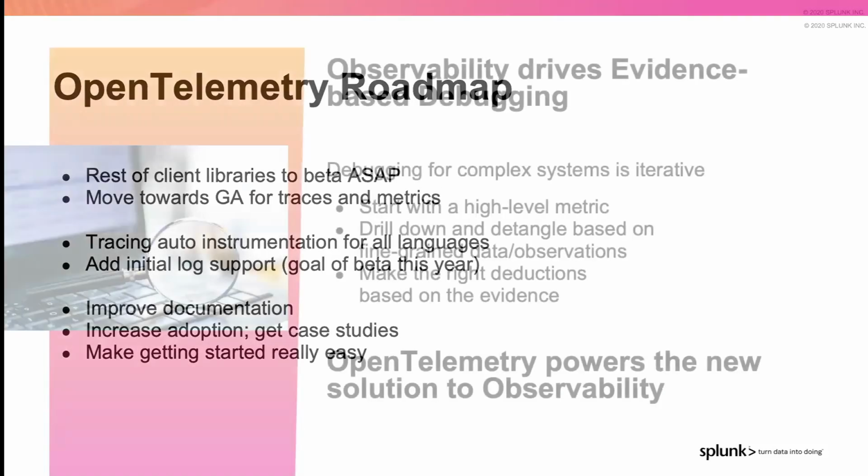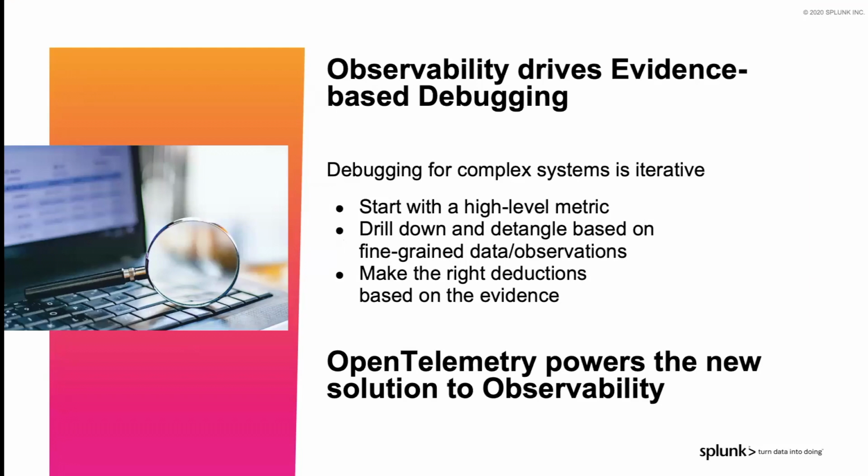So to sort of sum up here, observability drives this thing, this evidence-based debugging approach. And debugging is always an iterative process. You start with a metric. We drill down and look at the data and the observation pieces, and then we make the right deductions. OpenTelemetry is powering the new solutions to all of this. And OpenTelemetry is powering that new solution to observability.